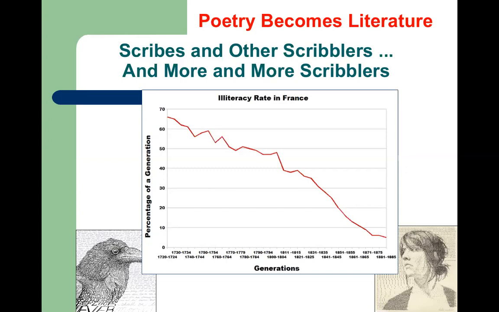By 1885, only about 5% of the population, according to this graph, which may or may not be accurate, but which is more or less accurate, was illiterate, compared to just a couple of hundred years earlier where 65% of the population was illiterate. Okay, so that's important in changing how poetry is understood.